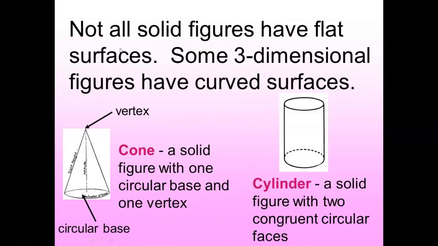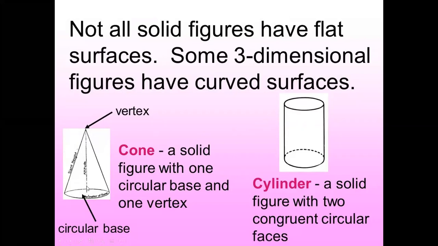Now, the non-polyhedron solids. This is a cone, and this is the cylinder. In the cone, we have one base, the shape of it is a circle, and we have one vertex at the top. In the cylinder, we have two bases, each of them is a circle, and no vertices in it.